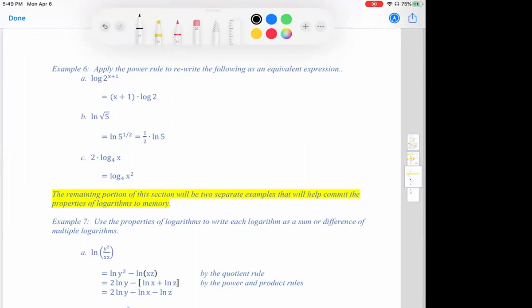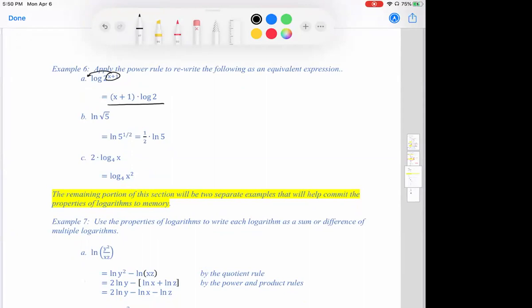Apply the power rule to rewrite the following as an equivalent expression. All right, so all I want you to do is work with that exponent and rewrite it. So here my exponent is x plus 1. I'm going to take that whole thing. If it's more than one number, if it's plus or minus something else, use parentheses. So I'm going to take that x plus 1 and move it to the front, just like we have here. X plus 1 times log 2.